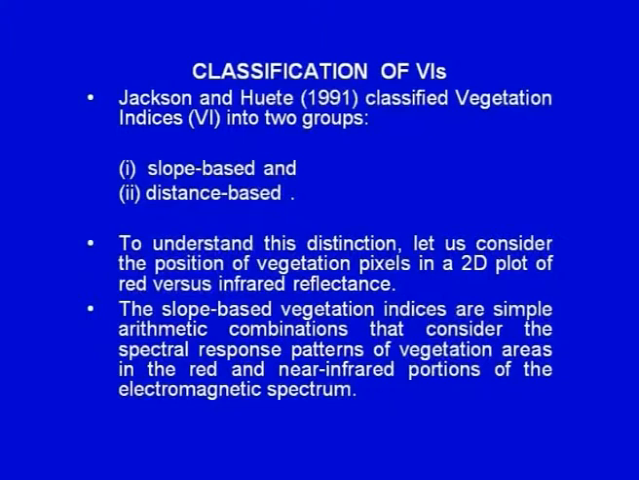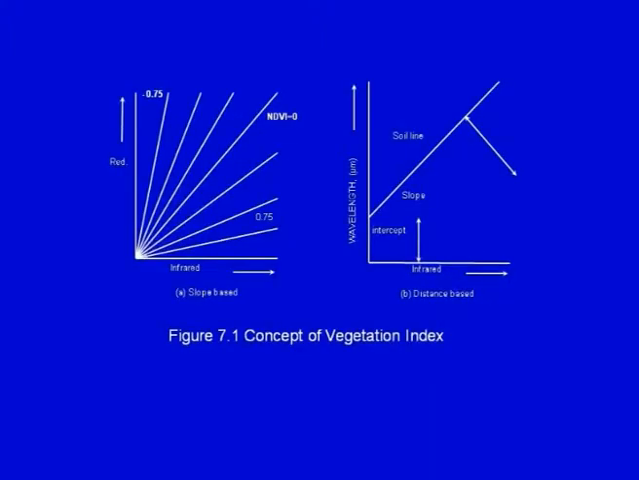So, in this particular slide, we can see that in slope based vegetation indices, lines of equal vegetation slopes represented through NDVI are shown, varying from minus 0.75 to plus 0.75. Where NDVI is equal to 0, this is the line which is probably at equal angular relationship with both the axes.